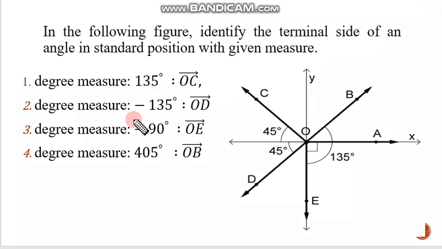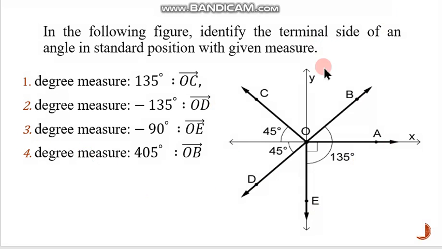Number 2, the degree measure is negative 135 degrees. Since this is a negative number, from the initial side at the positive x-axis, we rotate our angle clockwise. Again, 180 for a straight line, 180 degrees minus the given 45 degrees, so that is 135. Therefore, this angle to ray OD is negative 135 degrees. So the ray OD is the terminal side.